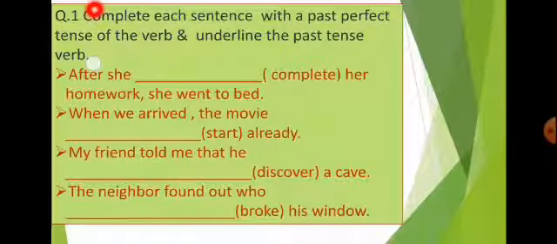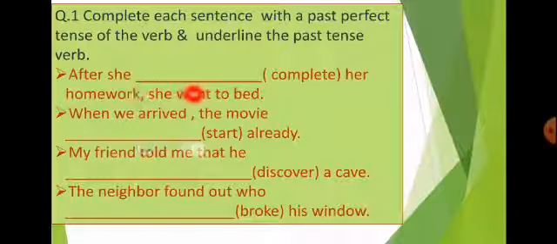Now let's move on. The exercise. Question: Complete each sentence with the past perfect tense of the verb and underline the past tense verb. What we have to do? We will complete the blanks with past perfect tense of the verb, means had plus third form of the verb. Then we will underline past tense verb, means second form of the verb.